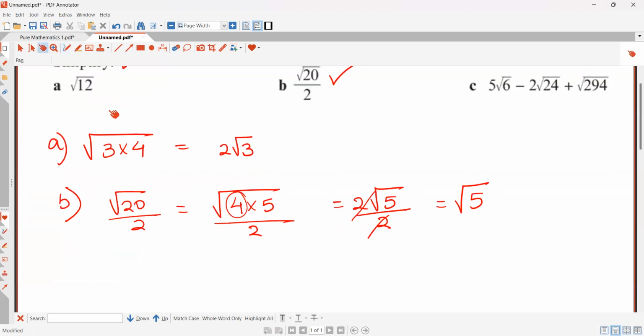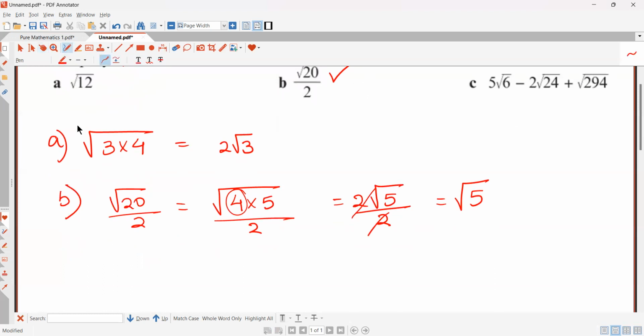Now let's do the third one. The third one is a bit tricky, but it also has its own trick. The rule is to simplify them in such a manner that you cannot simplify them anymore, right? Look at this 6 over here. Now, can you simplify root 6 any further? No. So everything has to have a 6 over here.